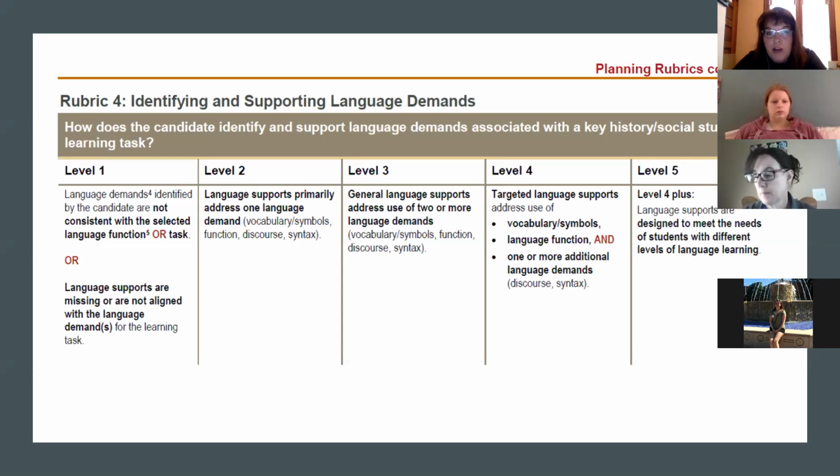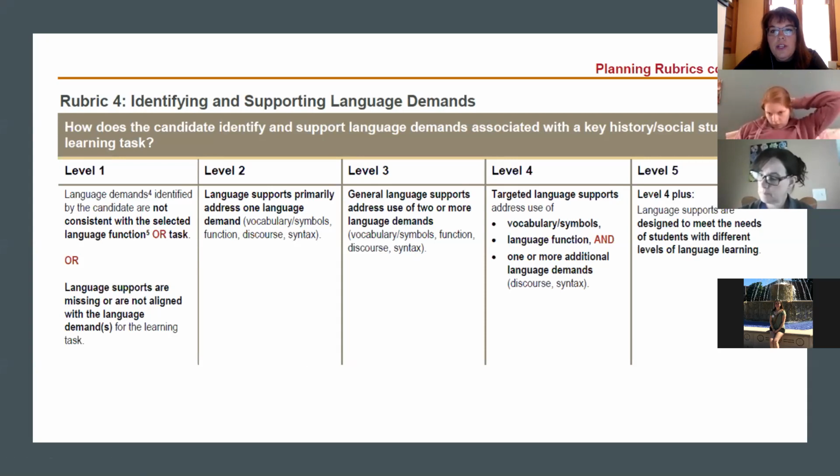So your language function, the thing they're trying to achieve, analysis, comparison, right, has to be directly connected to the task that you're going to do. Additionally, if your language supports, so the way you're supporting students, are missing or not aligned, then you'll also get a level 1. If you only do one language demand, then you'll get a level 2. Okay. If you do 2 or more language demands, then you can get a level 3.